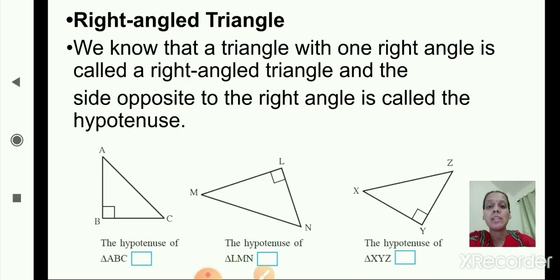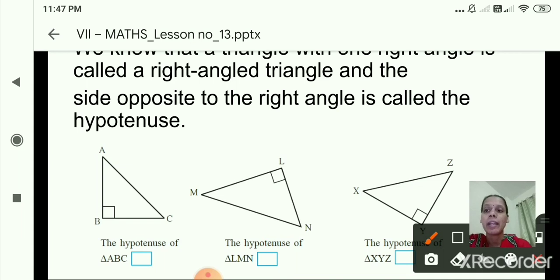Now, right angle triangle. We know that a triangle with one right angle is called a right angle triangle, and the side which is opposite to the right angle is called the hypotenuse. Now in the figure you can see there are three right angle triangles, right?